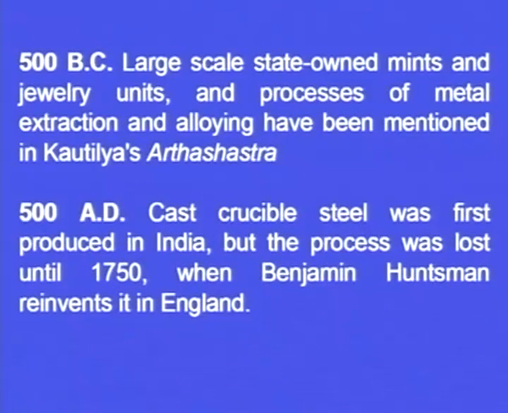In 500 BC, large scale state owned mints and jewelry units and the process of metal extraction and alloying have been mentioned in Kautilya's Arthashastra. In 500 AD, cast crucible steel was first produced in India, but the process was lost until 1750 AD, when Benjamin Huntsman reinvented it in England.